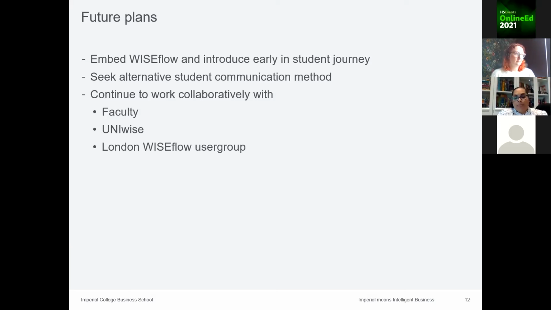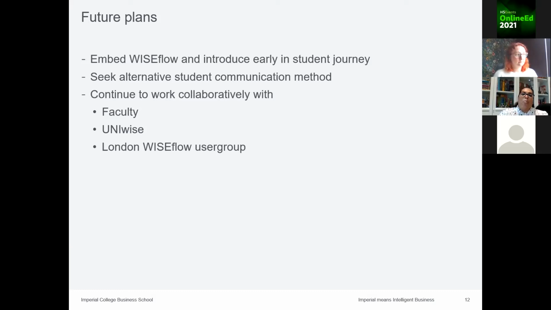We want to engage students much earlier, so hopefully before the students start, and also in the induction period, we'll embed the use of digital exams and the WiseFlow product right from the very start. We do need to look into more of an instant one-on-one messenger system. In an ideal world, it would be integrated with WiseFlow, but there are a couple of issues that we're still looking into at the moment in order to make that work.